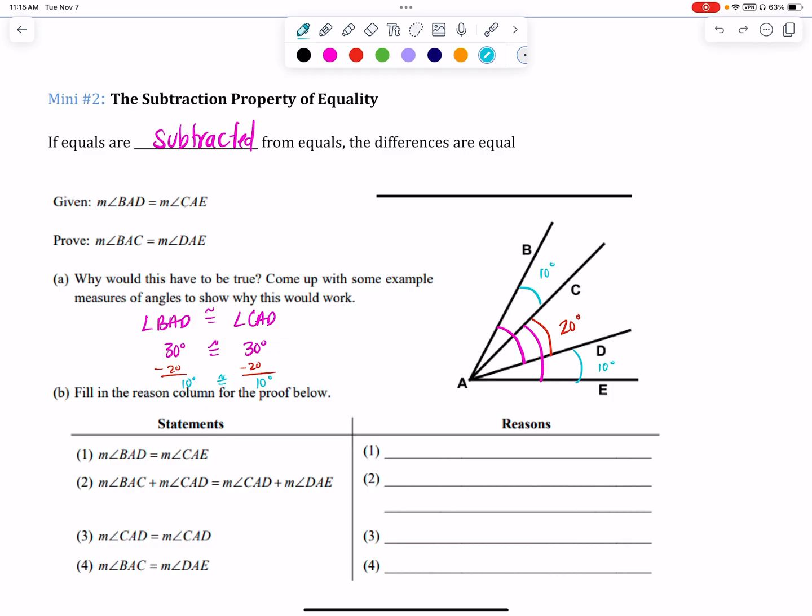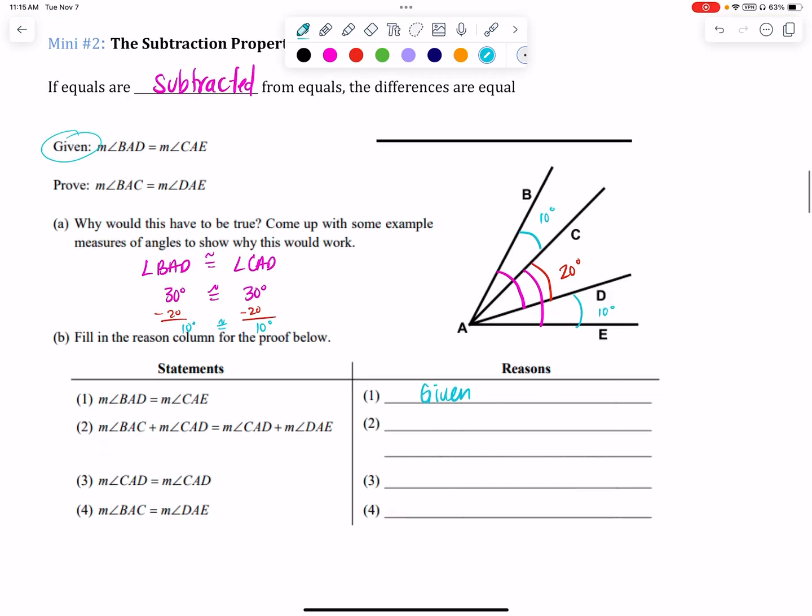Measure of angle BAD is equal to measure of CAE. That is the given. When in doubt, start with the given. Then, what happened here? What is this craziness math statement? It's all good. M stands for measure of angle. So how do you get from step 1 to step 2?